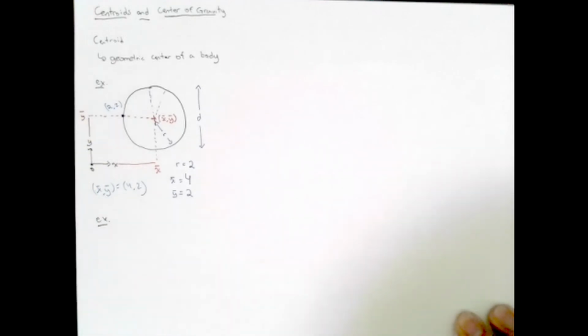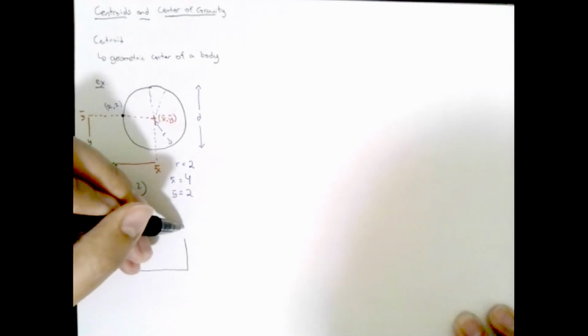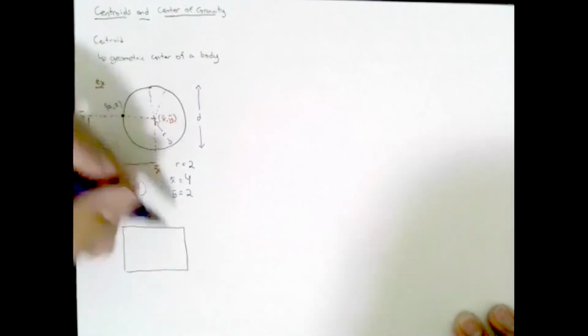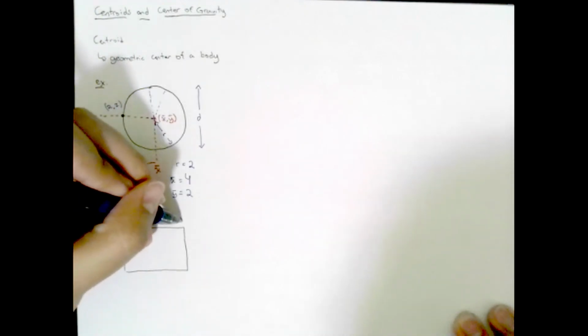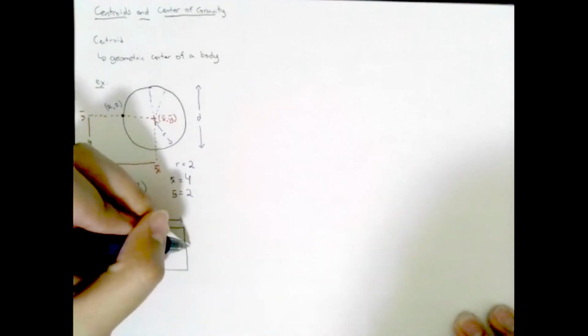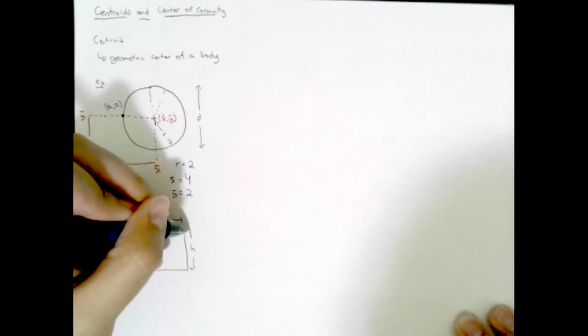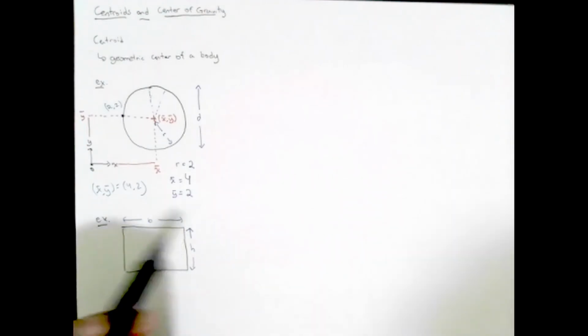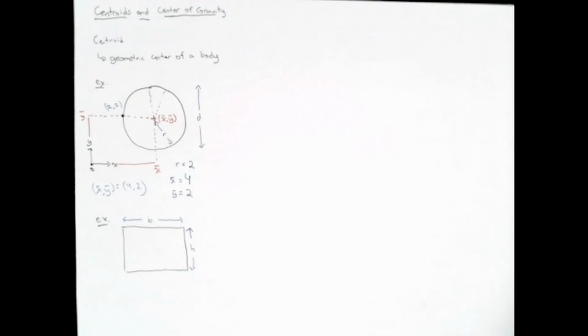Let's look at a rectangle. So if I have a rectangle, typically for rectangles, we need to be given 2 dimensions to understand how this rectangle is located. Typically, we are given the base of the rectangle and the height of the rectangle. All right. So my first question would be, within this rectangle, where would the centroid be located?